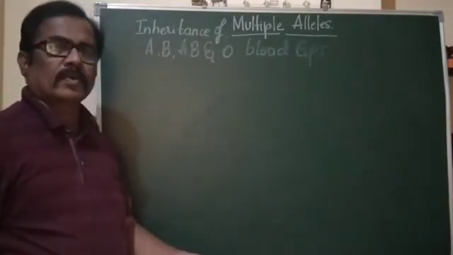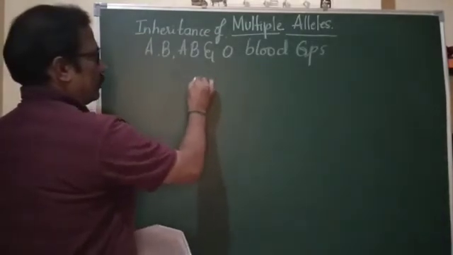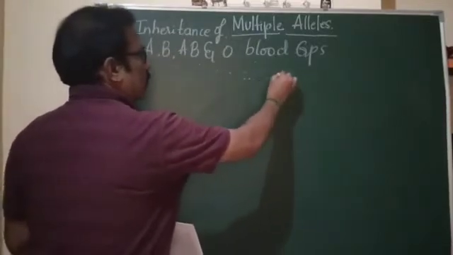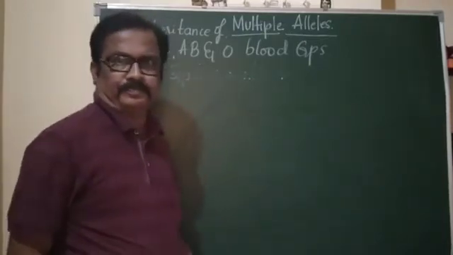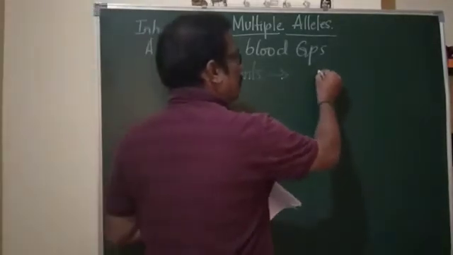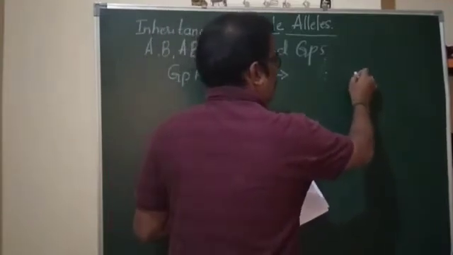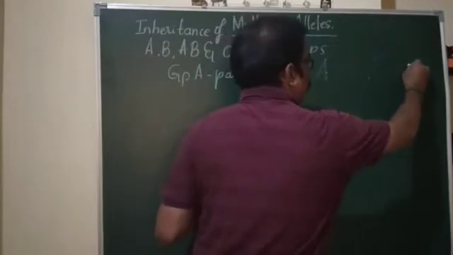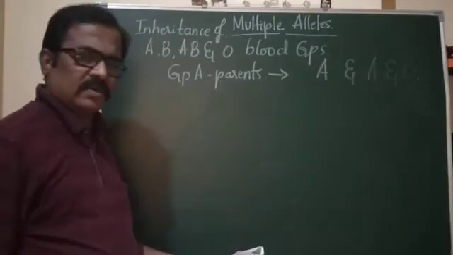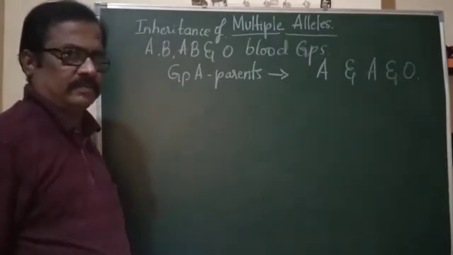So, group A parents are of two types, that is those with A progeny and those with A and O progeny. Group A parents are of two types, those with A progeny and those with A and group O progeny.